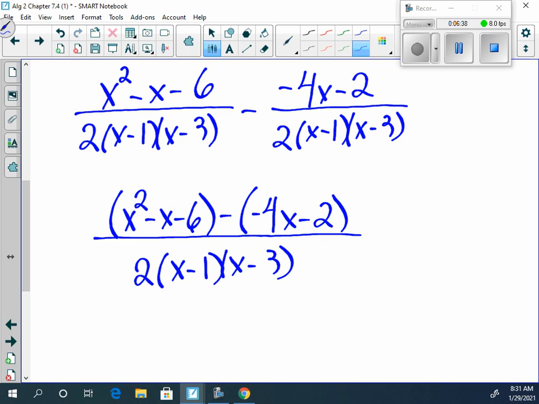Because when we subtract something, we're subtracting everything. It's almost like we're applying a -1 to each of the signs. Because here we're subtracting negative 4x, and we're subtracting -2. We're subtracting both of the terms. So if you're not being careful and not applying that negative through to each one that we're subtracting, it will change your answer.